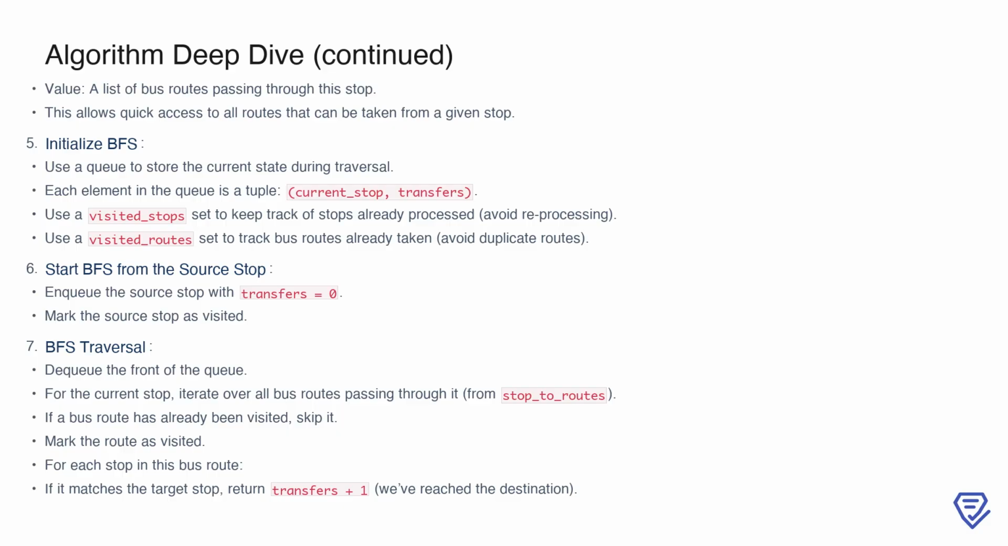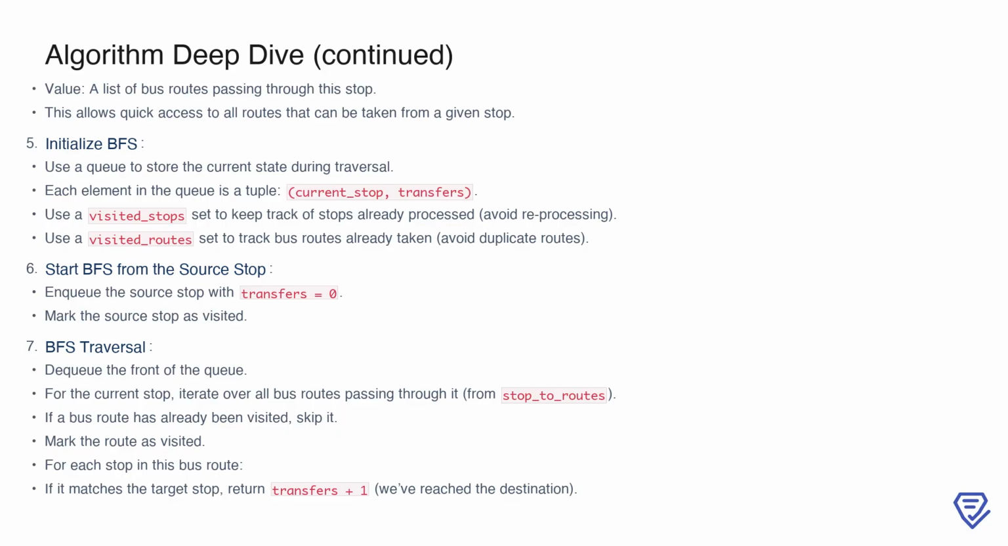We use a queue to manage the traversal state, where each entry stores the current bus stop and the number of transfers made so far. To avoid redundant processing, we maintain two sets, visited_stops to track stops we've already processed, and visited_routes to ensure we don't revisit the same bus route multiple times. BFS begins at the source stop, which is enqueued with 0 transfers. This stop is immediately marked as visited.